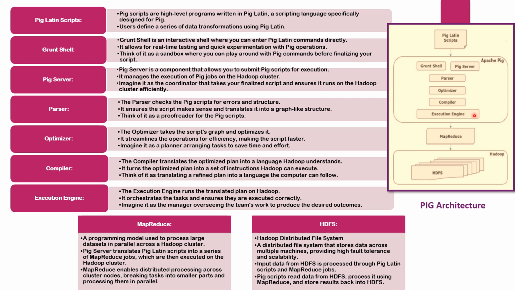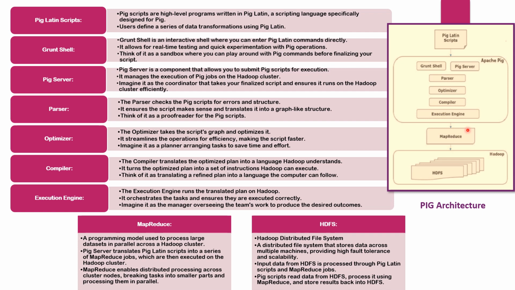Then MapReduce. It is a programming model used to process large datasets in parallel across a Hadoop cluster. Pig translates the Pig Latin scripts into a series of MapReduce jobs, which are then executed on the Hadoop cluster. MapReduce enables distributed processing across clustered nodes. It breaks the task into smaller parts and processes them in parallel.